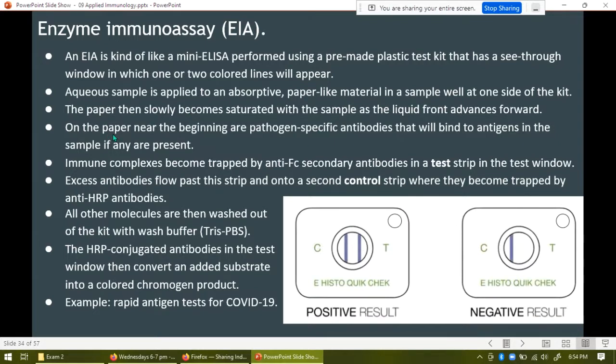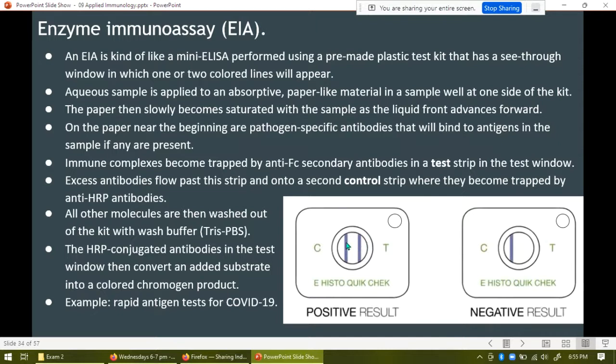Okay? Now, on the paper near the beginning, like around here, you have pathogen-specific antibodies, and those pathogen-specific antibodies will encounter any antigens in the sample if they're present. Any pathogen antigens that are present. Okay, usually they're looking for a specific antigen that they know is a good candidate for testing for, because it's identical in every case, or it's an abundant antigen or something like that. So, if the sample contains antigen from the pathogen, then those pathogen-specific antibodies bind, and they begin to be taken along with the liquid front because they are soluble in water, right?